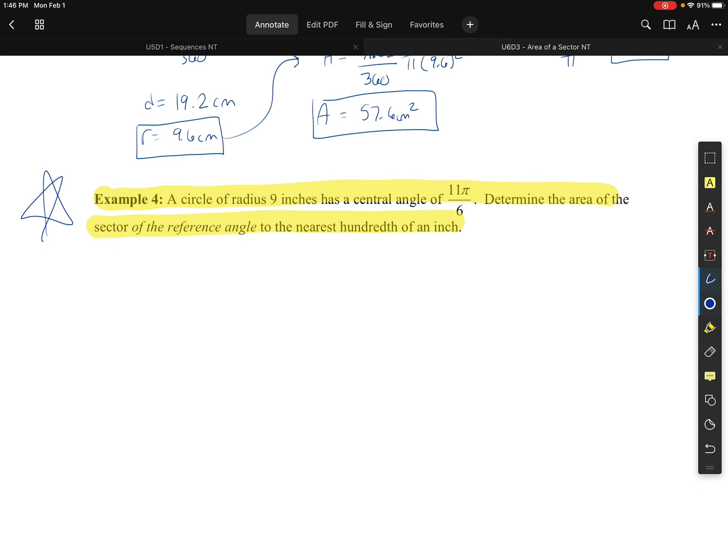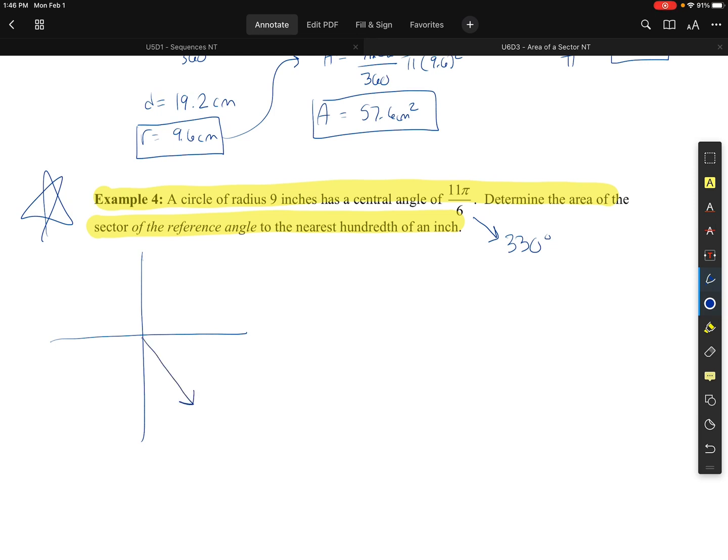Okay, so I'm going to draw my picture. It's going to help me out. A circle of radius 9 inches has a central angle of 11 pi over 6. So 11 pi over 6. If I convert that, 11 times 180 divided by 6, that is 330 degrees, which puts me in the fourth quadrant.